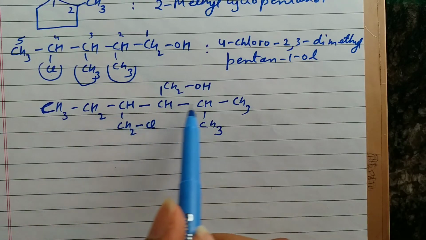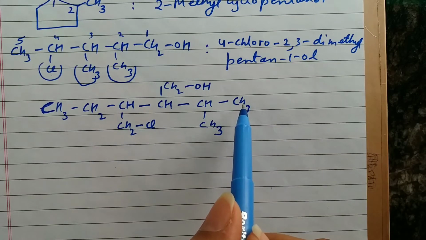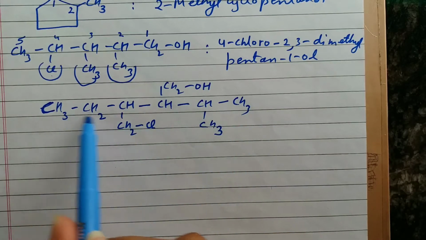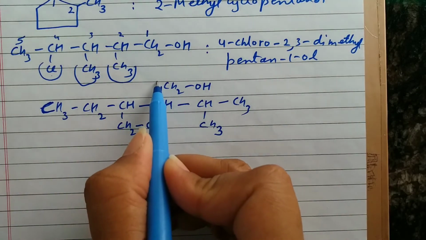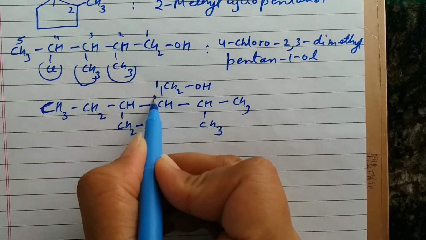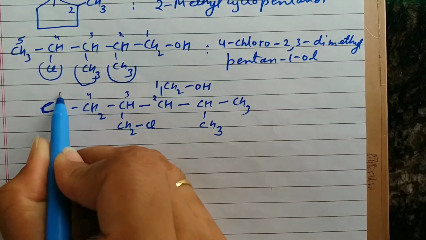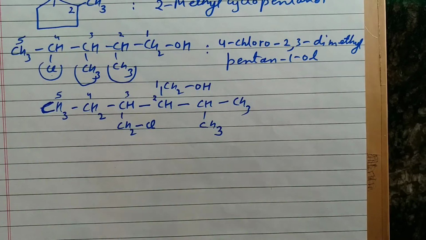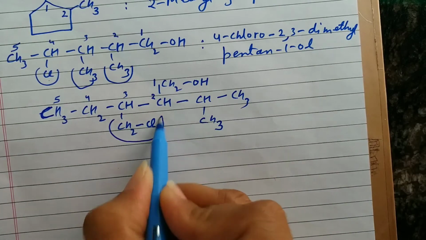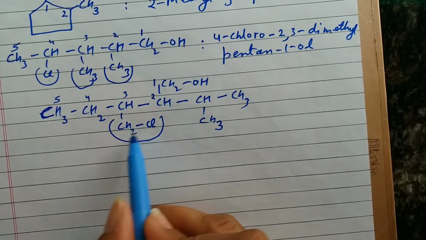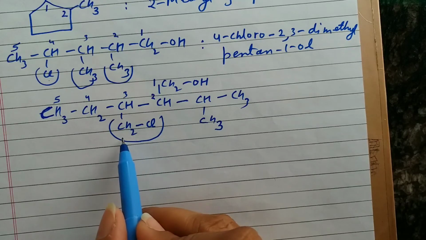Now this chain does not contain the functional group, so I can't take this. Otherwise, this is a chain of 5 carbon atoms containing the functional group. So I will take this and number it from the functional group. So 1, 2, 3, 4 and 5. This is the longest carbon chain. Now on this longest carbon chain, one substituent that I have is this. This is chloromethyl. With 1 carbon you will call it chloromethyl.